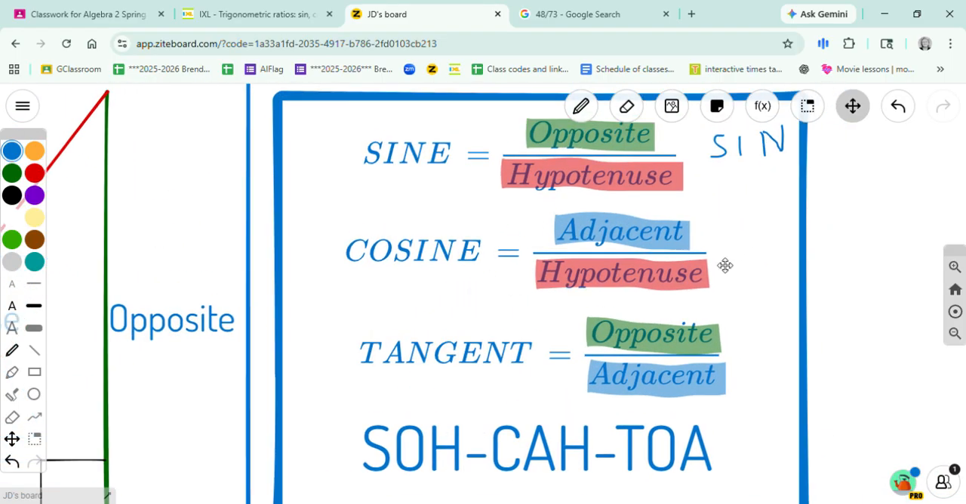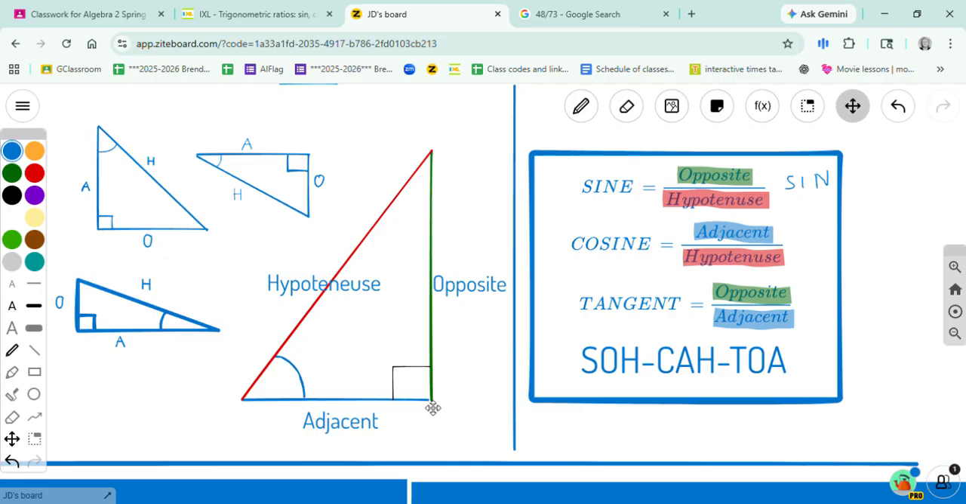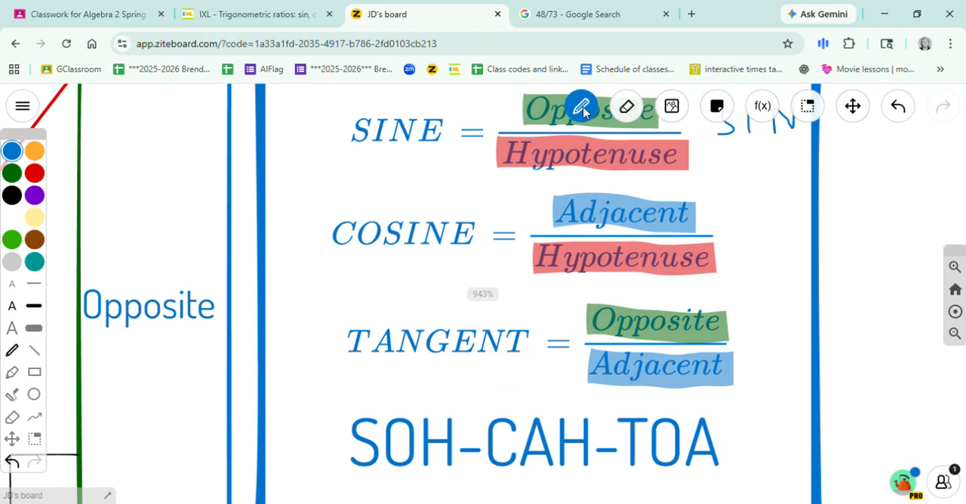The cosine is the adjacent divided by the hypotenuse. If you take this adjacent line, however long it is, and divide it by the hypotenuse, however long that is, you get the cosine of the angle, often abbreviated to COS.